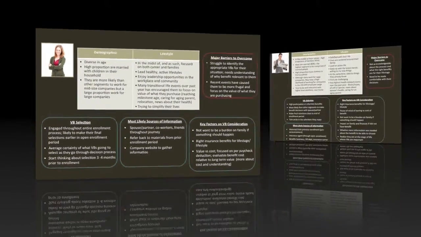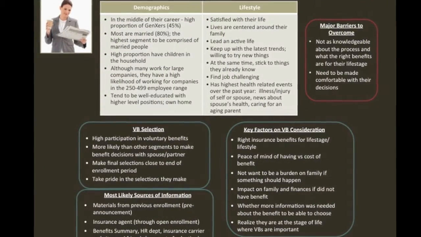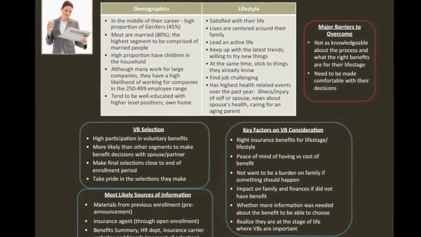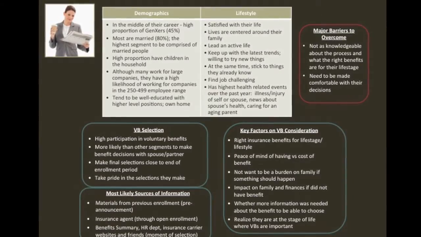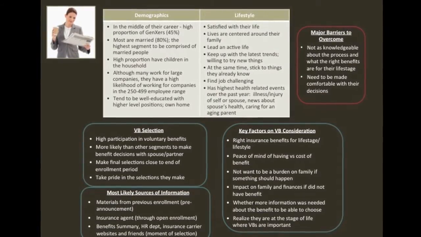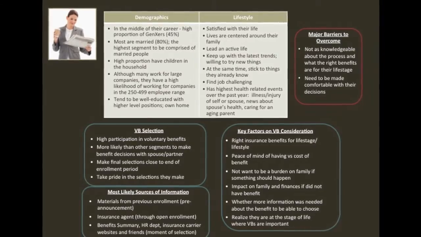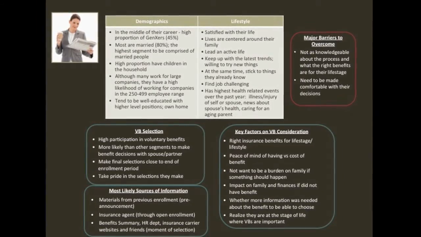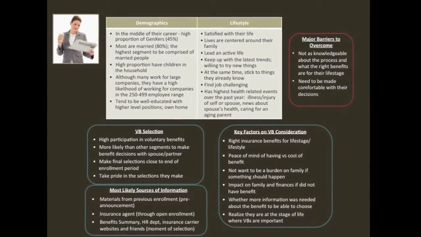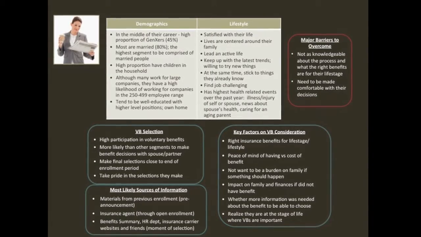They need a better understanding, and they also have become very frugal and focus on the value of what they're purchasing. Information seekers are the next pretty decent sized group, and I would say I fall into this group. But the major barriers that we need to overcome with them are they're not as knowledgeable about the process and what the right benefits are for their life stage, and they need to be made to feel comfortable with their decisions, which is pretty prevalent across all groups.